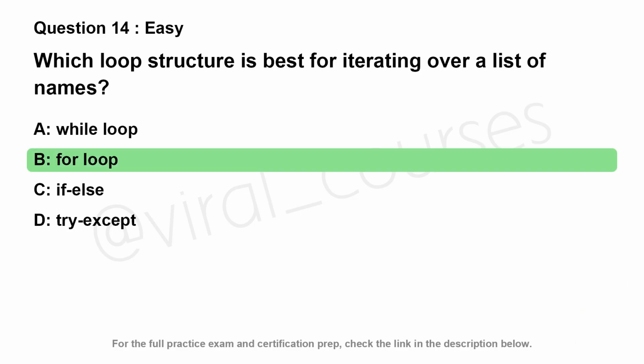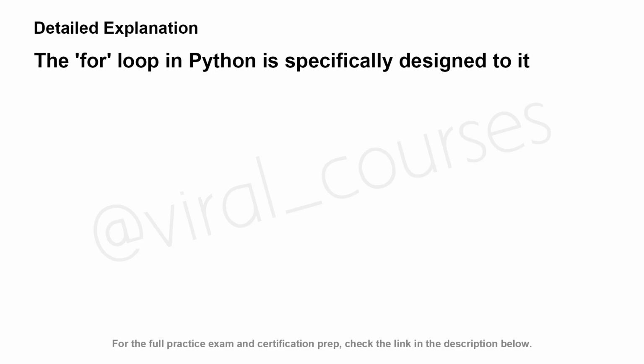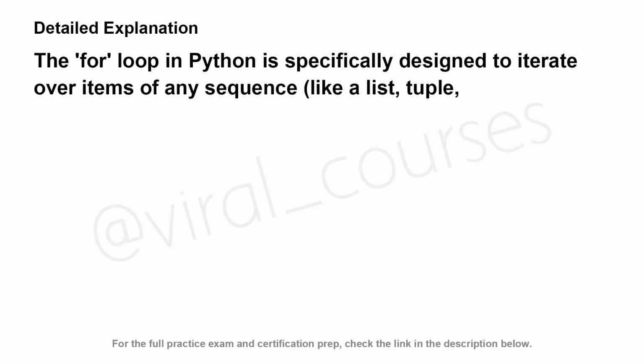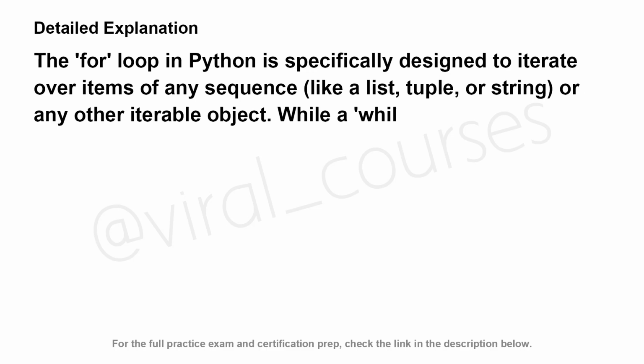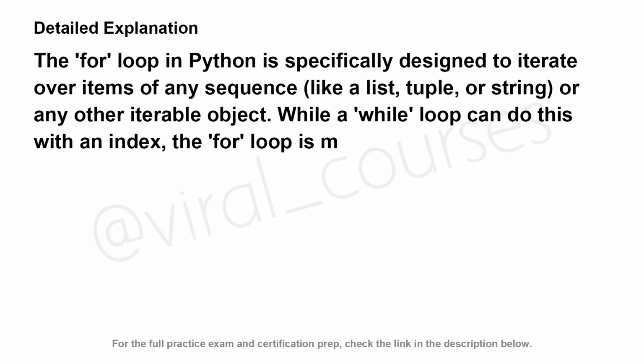The correct answer is B. The for loop in Python is specifically designed to iterate over items of any sequence, like a list, tuple, or string, or any other iterable object, while a while loop can do this with an index. The for loop is more concise and Pythonic.